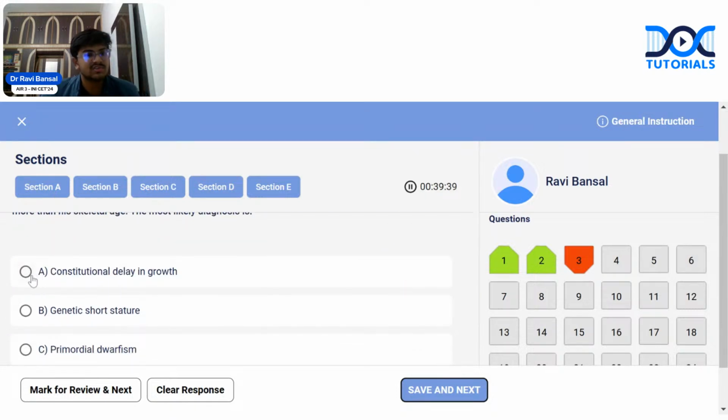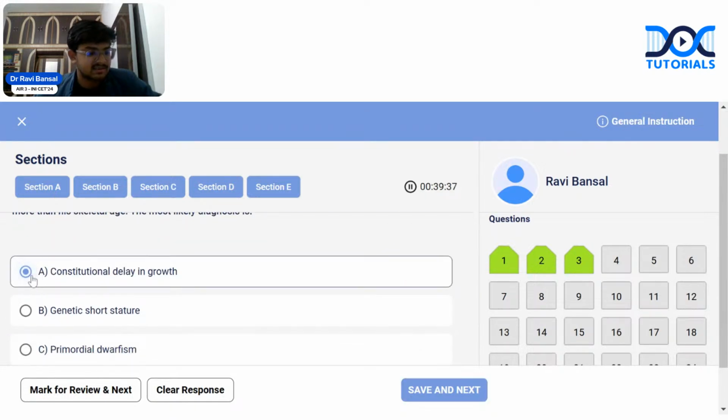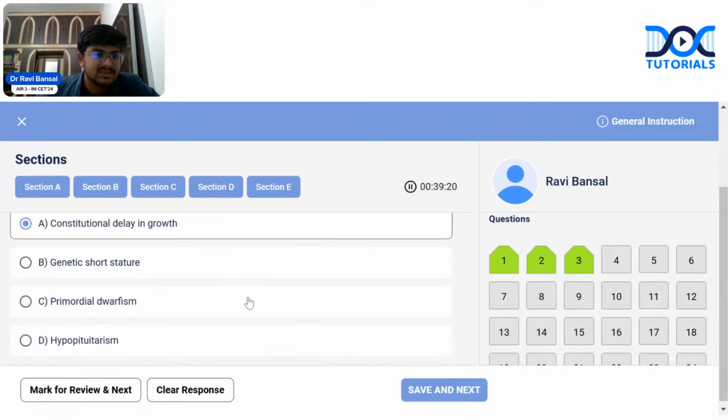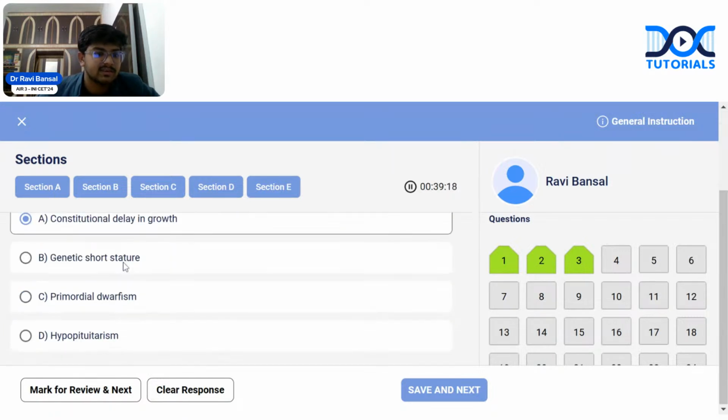In constitutional delay of growth, the child lags behind by 2 to 3 years in his growth. So he is 2 to 3 years behind the chronological age. But in the end, growth velocity is normal and he will gain the normal height, just 3 years after he is supposed to. So this is a very important topic for INI.